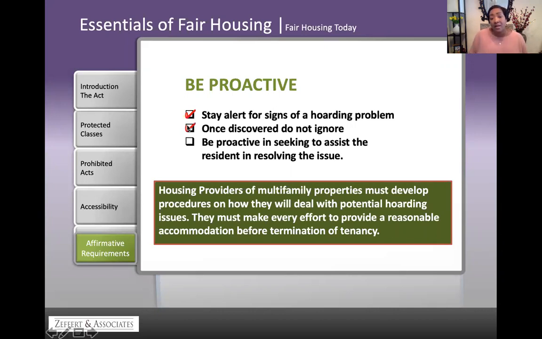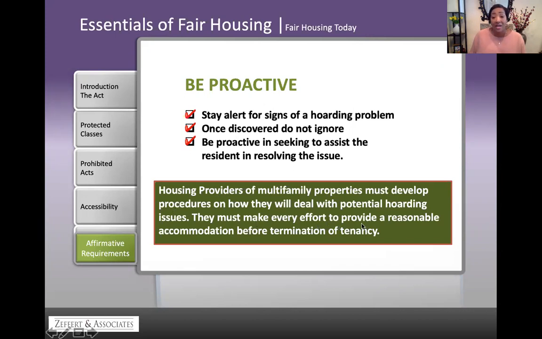Once an incident is discovered, you can't ignore it. You have to be proactive with it. You have to be proactive in seeking to assist the resident in resolving the issue. Housing providers of multifamily properties must develop procedures on how they deal with potential hoarding issues.